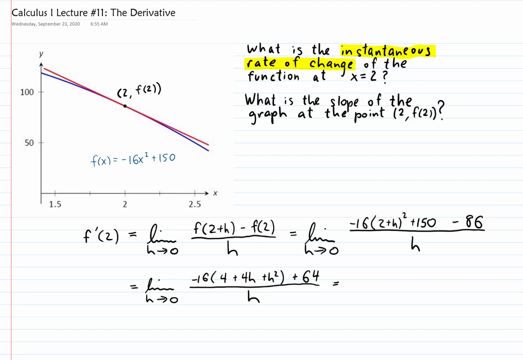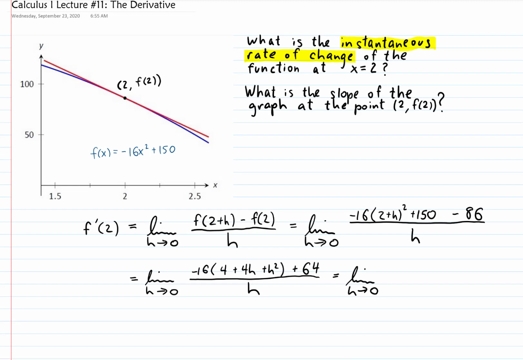Okay, let's simplify it some more. Limit as h goes to 0. Okay, I'm going to distribute that negative 16, and we're going to end up with negative 64 minus 64h plus h squared plus 64 over h. Okay, this is really nice. Look, the 64s cancel out.